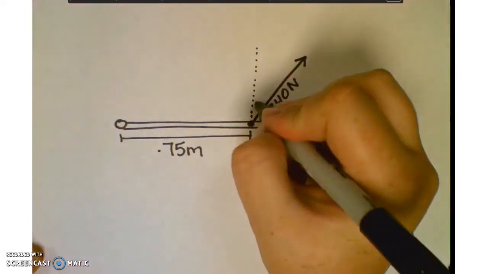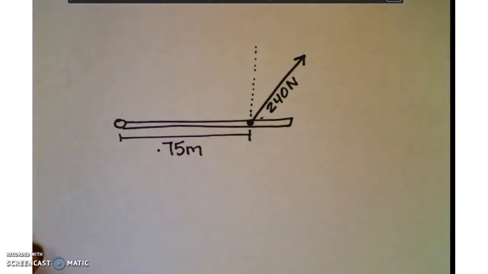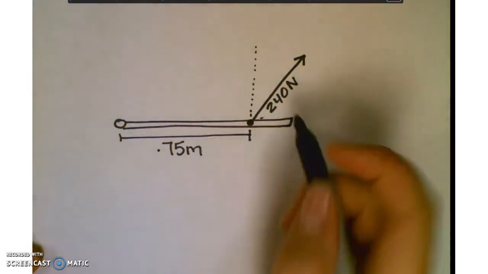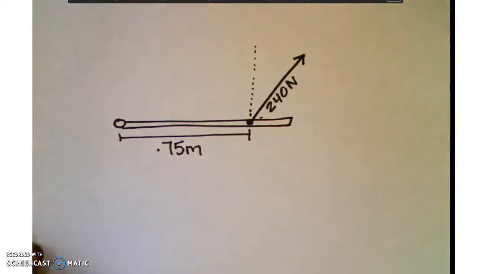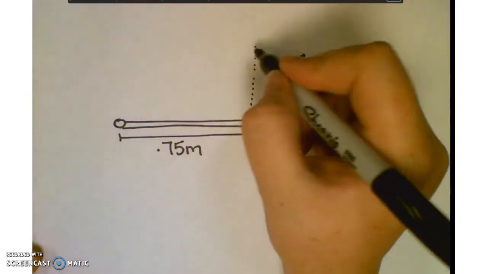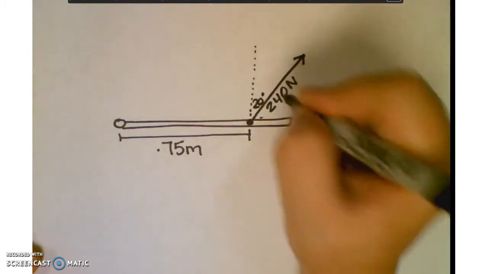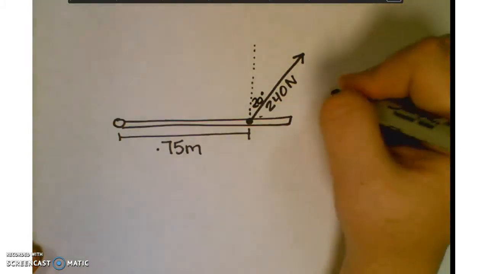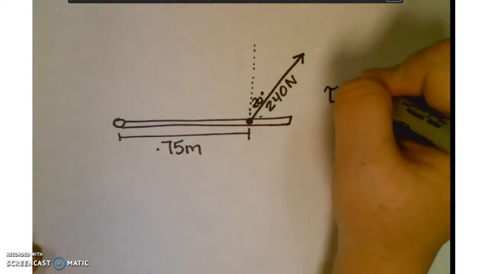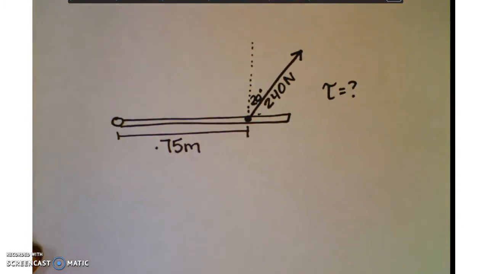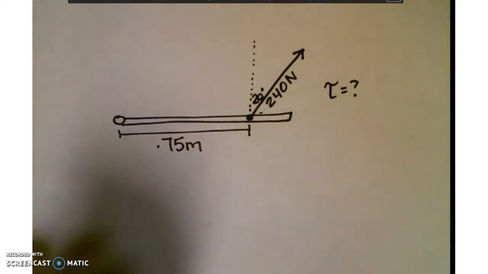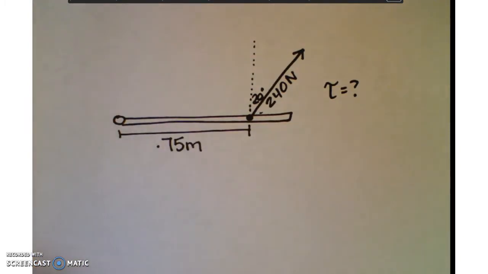Now we have to look at the direction. It says 20 degrees from being vertical. So does 20 degrees go here or here? Because this is my vertical, the 20 degrees should go here. And the problem asks, what is the torque? So there's our picture.